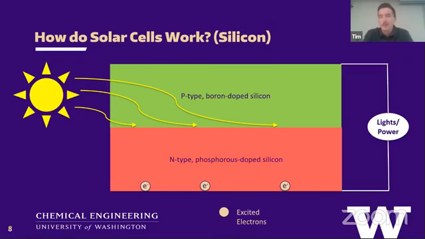And because they're going to a more negative side, you can extract these electrons and generate power this way. And so at a very, very simple level, this is just the basics of how solar cells generate electricity from light.